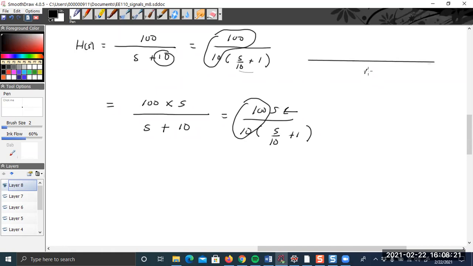So all I would put is 10, 100, 1K, 10K, and that's 1, 0.1, 0.01. Right? So something's going on here, right? And yeah, if I just let S equal 0, 100 divided by 10 is 10. It's 20 dB. It changes direction at 10, right?